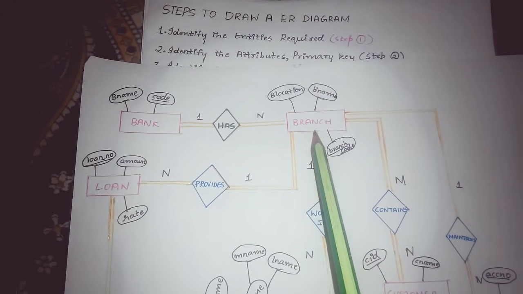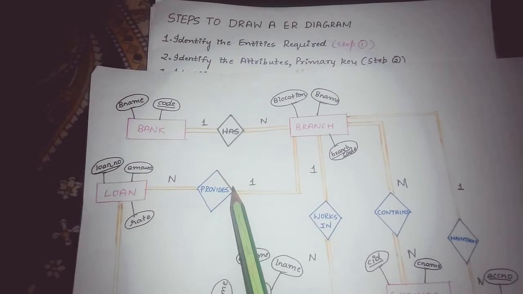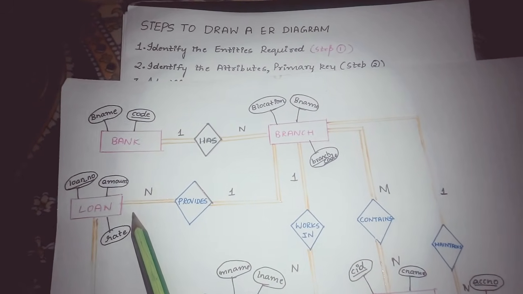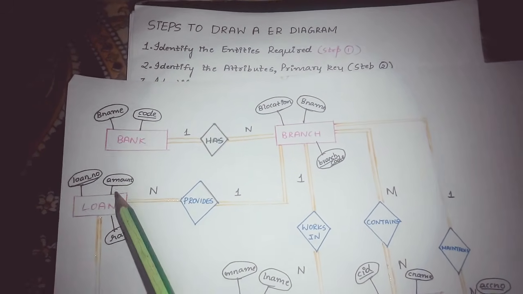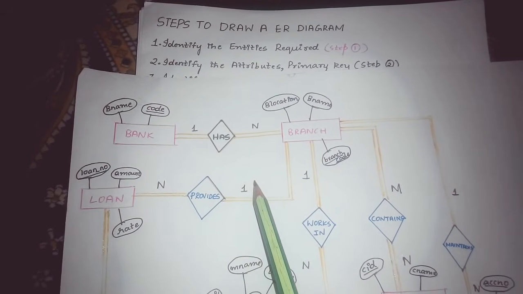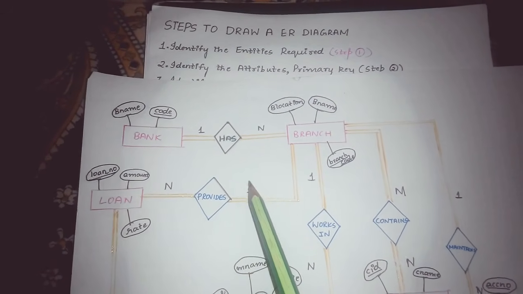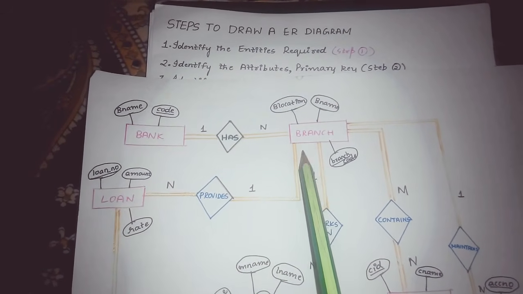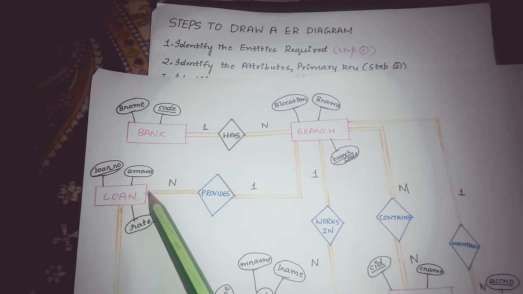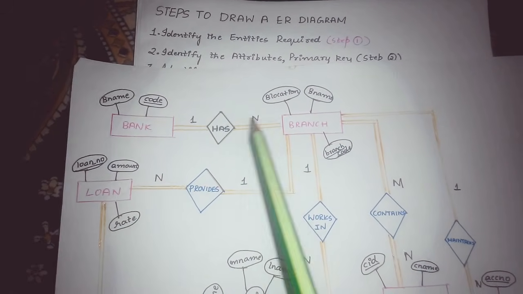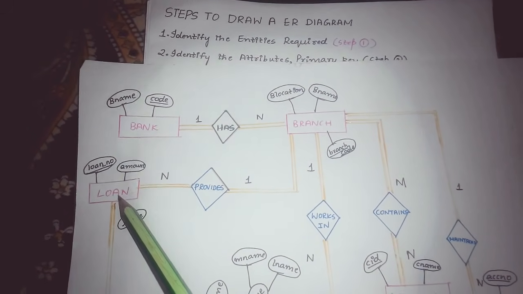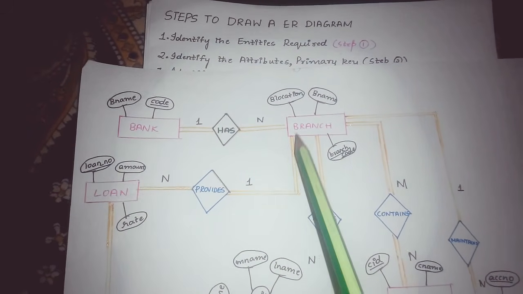Now coming to the next one, that is, bank provides loan. So provides is the relationship between branch and loan. A branch provides n number of loans, and a loan is provided by only one bank. That is, a loan can be provided by different banks, but for that particular branch it is provided by that branch. So provides. A branch can provide n number of loans, but a loan belongs to only one bank.